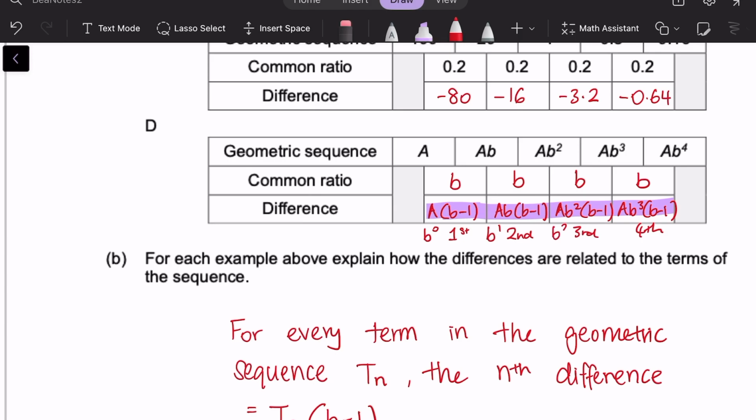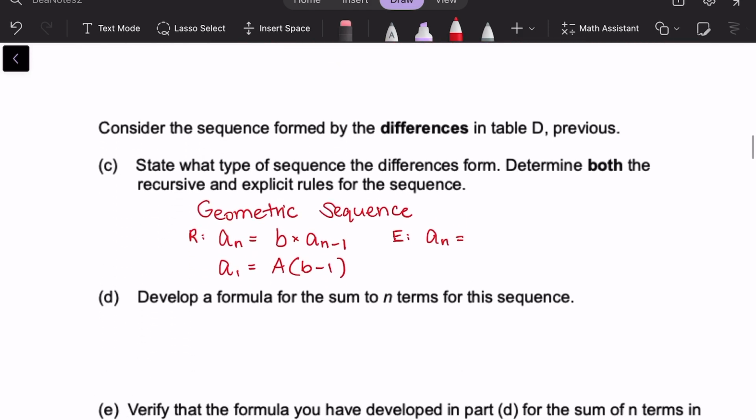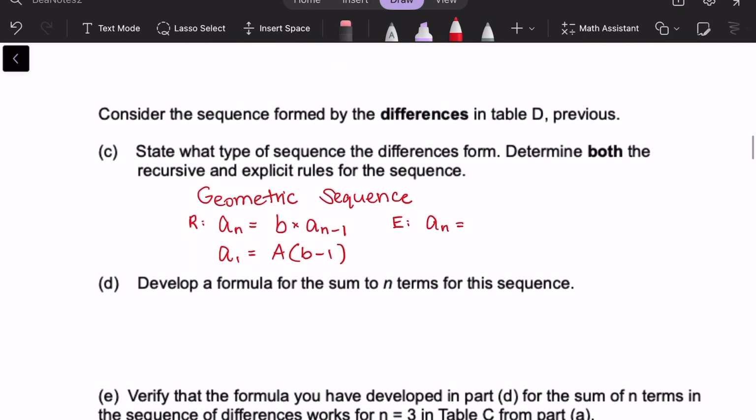So we can now generalize this in our explicit formula. So we're going to do a times (b-1) because that's the term that we found that's common in all the terms. But the only varying difference is the power that the b is to, which is going to be n minus 1 because we said it's always 1 less than the order that it's in. Yep, so that's our explicit and recursive rule done.